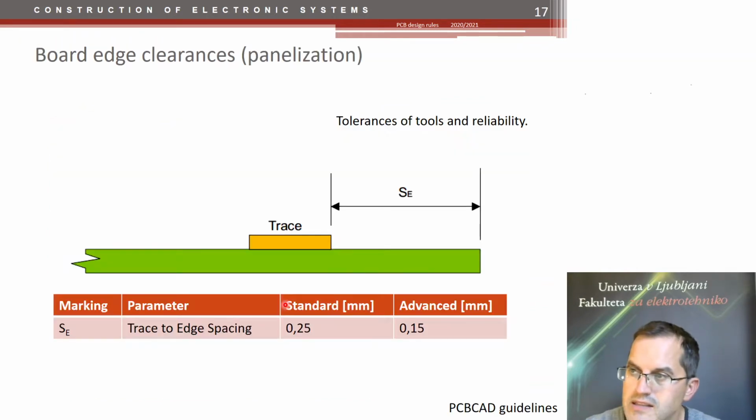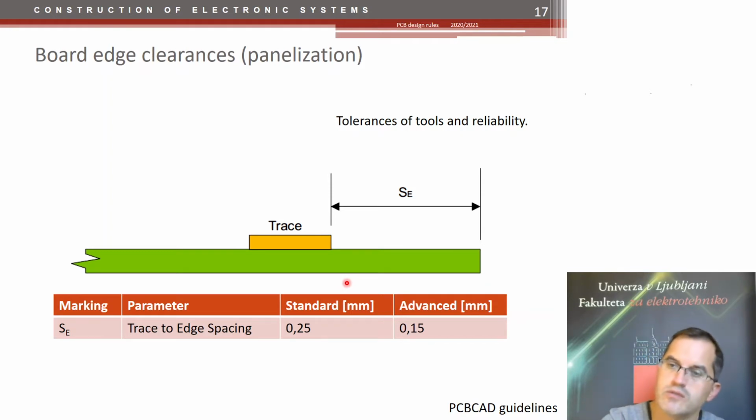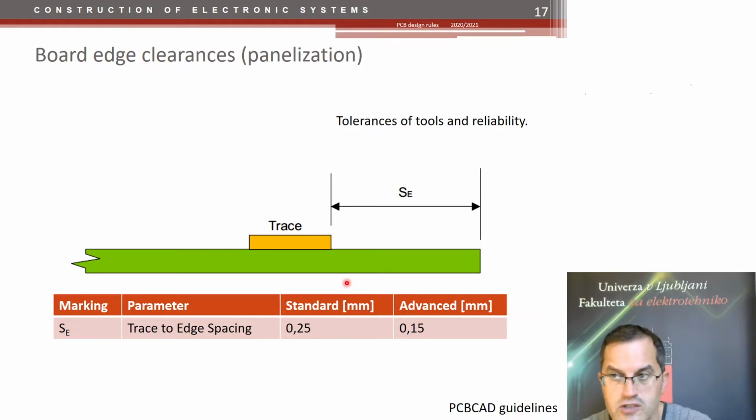So, as I said, these values change a lot from manufacturer to manufacturer, and it depends on the class of your device, whether you want to do general, less reliable electronics or more reliable electronics. This would change. So this value here, 0.25 millimeter, is the ability of the manufacturer, how low it can go.